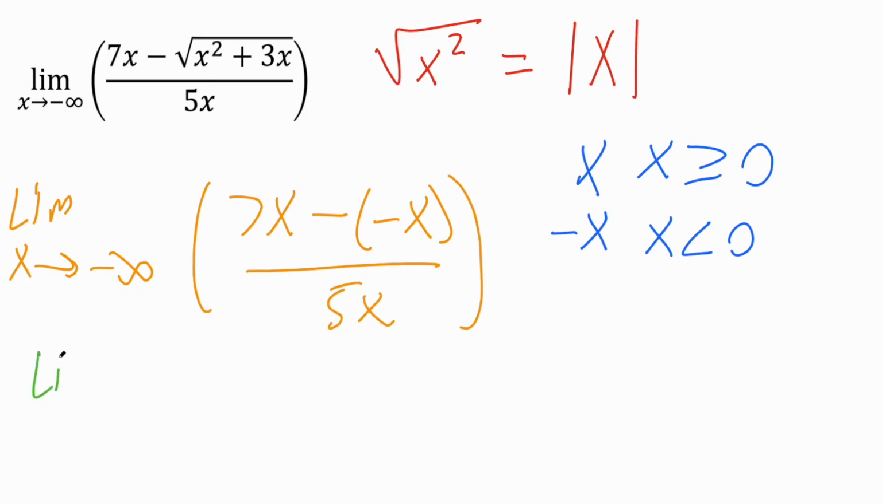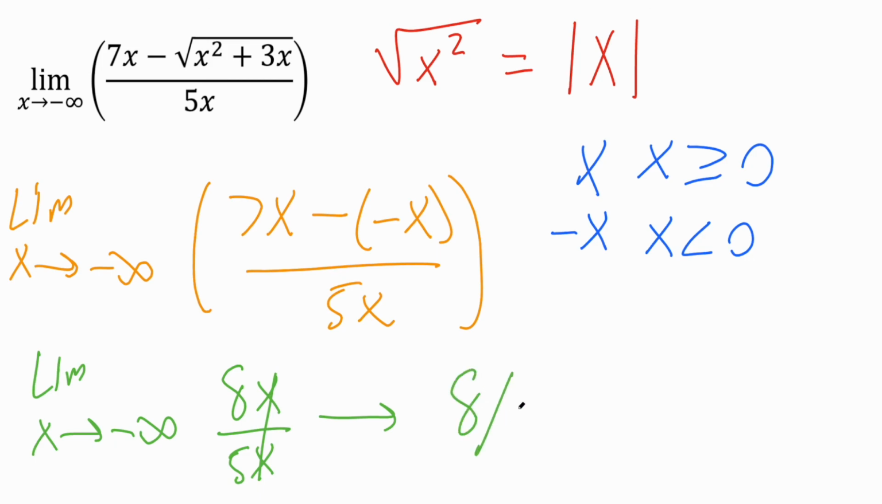So we have the limit as x approaches negative infinity. 7x minus negative x is going to be 7x plus x. So we would get 8x divided by 5x. From here, the x's cancel and we get 8 over 5. So our final answer for this problem would be 8 over 5. And that's all we need to do for this problem.